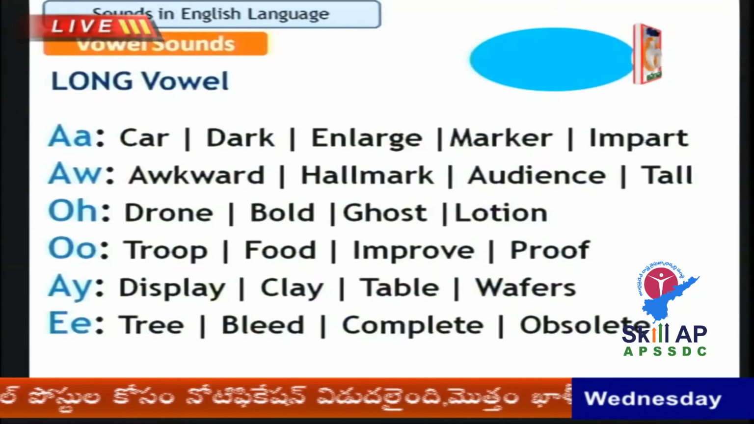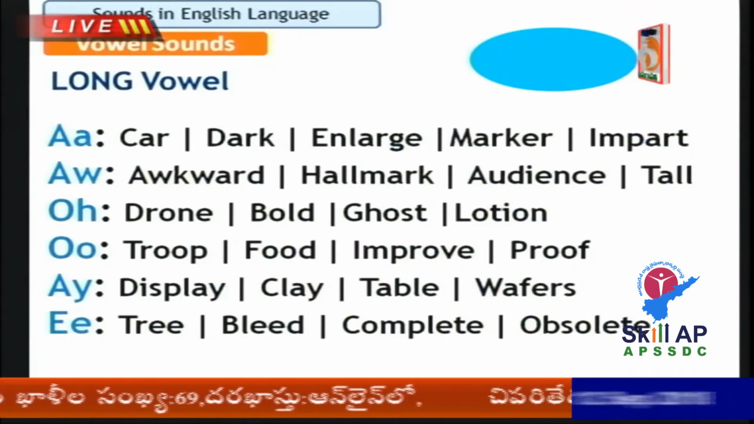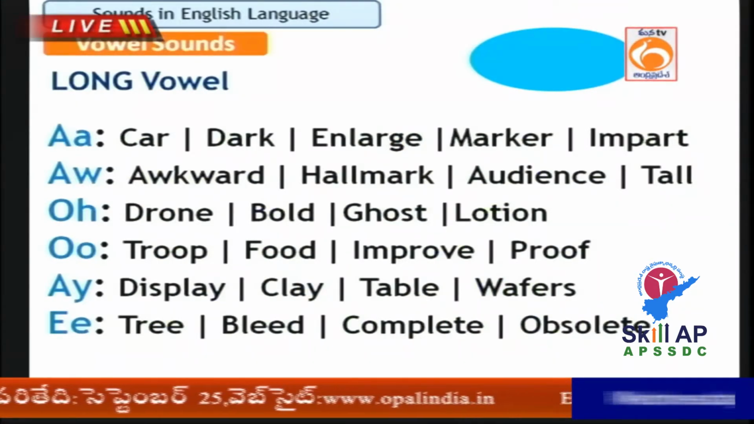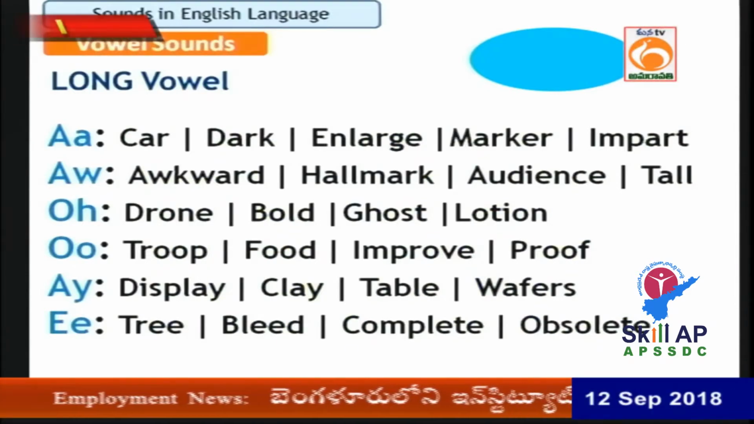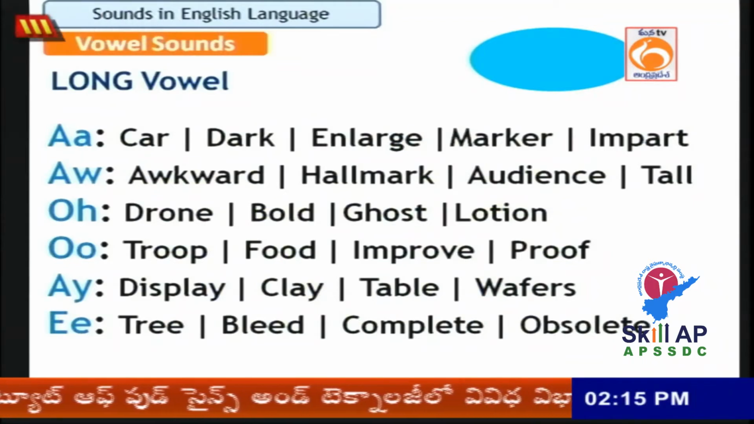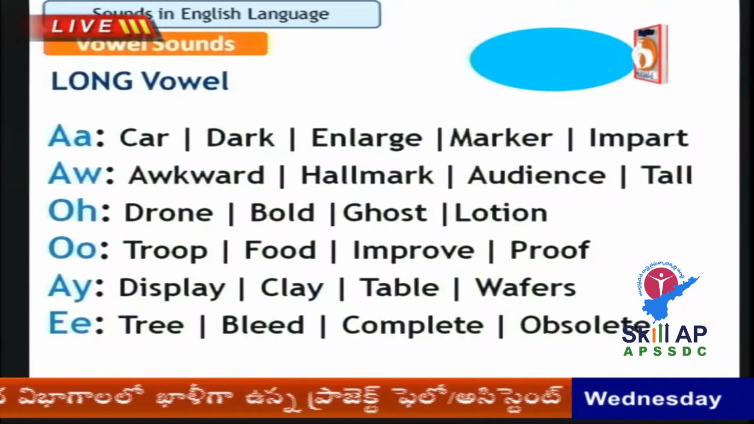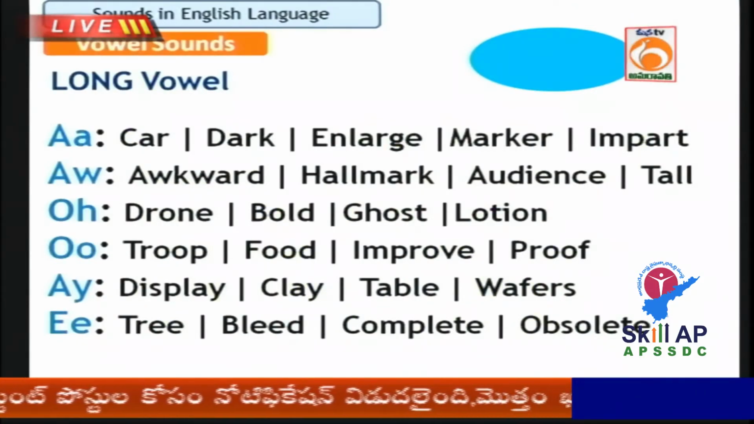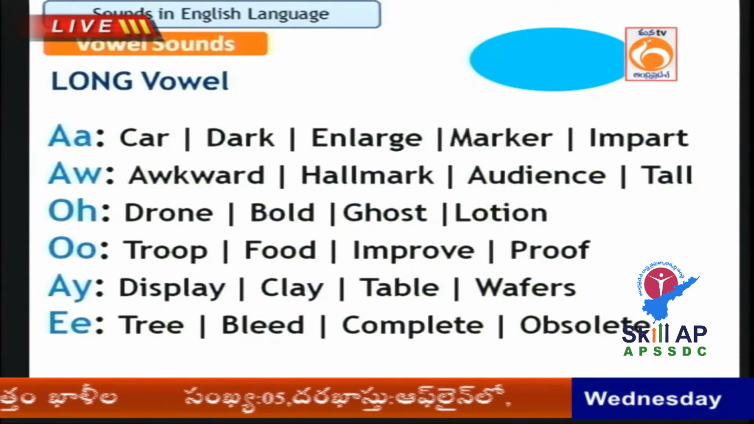Aw, for example, awkward, hallmark, audience, tall, awesome, ball, mall, all these have the aw sound. O, drone, bold, ghost, lotion. Oo, for example, troop, food, improve, proof. Wherever you have the long sound oo, those are the examples. A, display, clay, table, wafers.